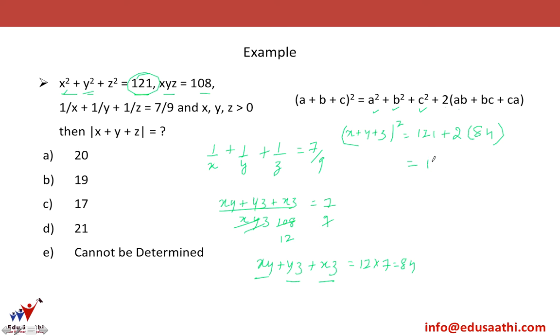So I have 121 plus 168, which gives me 289. I'll take the square root on both sides. So x plus y plus z is equal to plus minus 17. Since I have to find out the modulus value, I'll take the mod here, and on this side it means that the answer is 17, which is the C part here.